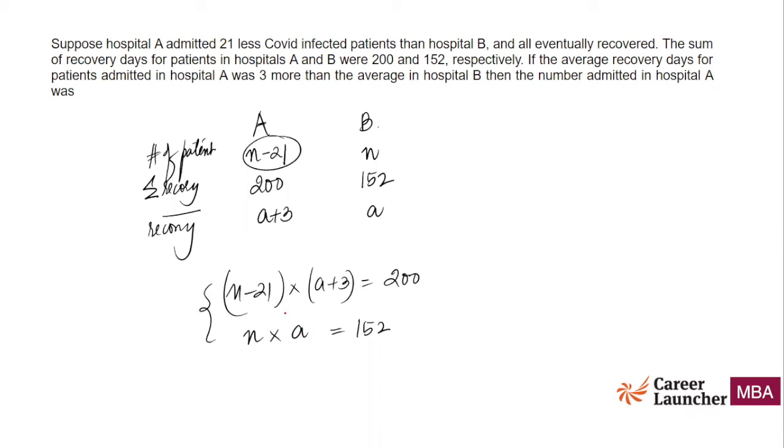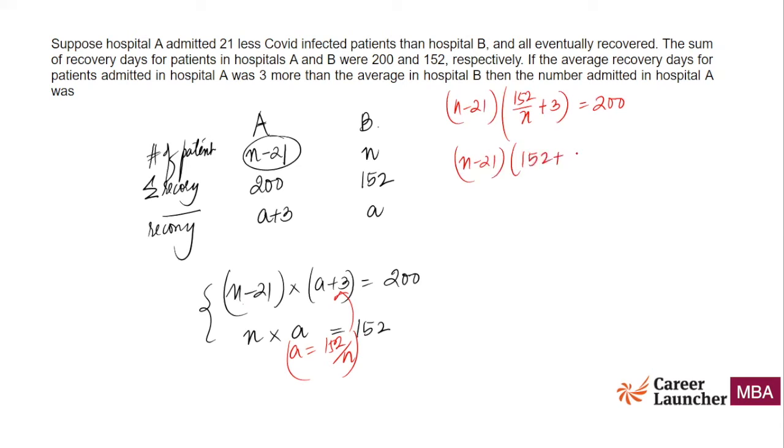Let's write, we have to get rid of A, right? We need N. So from here, I'm going to write A as 152 by N and place this over here. So I will have N minus 21 into 152 by N plus 3 is equal to 200. So N minus 21 into 152 plus 3N is equal to 200N.